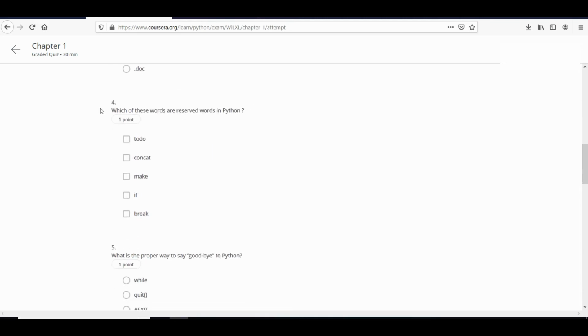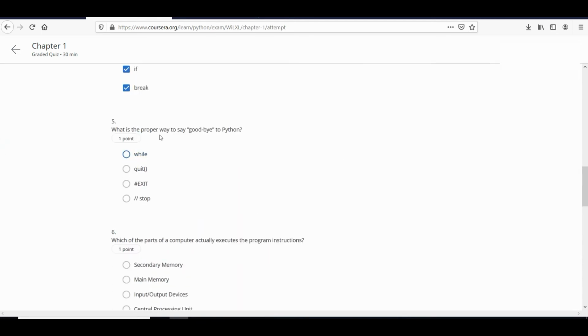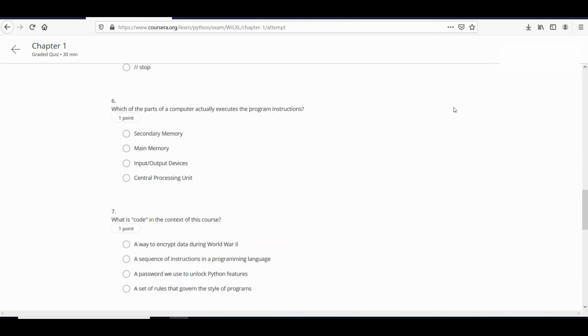Question 4. Which of these words are reserved words in Python? You can actually select more than one for this question. Well, among these 5 options, we know that if and break are the only 2 reserved words. Question 5. What is the proper way to say goodbye to Python? It's quit. Question 6. Which of these parts of a computer actually executes the program instructions? It's the central processing unit.